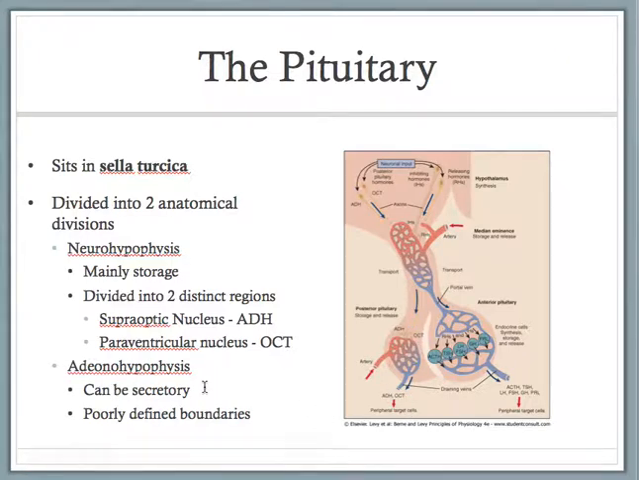The adenohypophysis, so that's this area over here, the anterior portion, there's tons of secretory cells here, as we saw in those animations. They're mainly secretory. They respond to releasing hormones, and they're not greatly defined in their boundaries. So essentially, you're just going to have releasing hormones coming down here and then binding to whatever cells have receptors that would have an affinity for those releasing hormones.